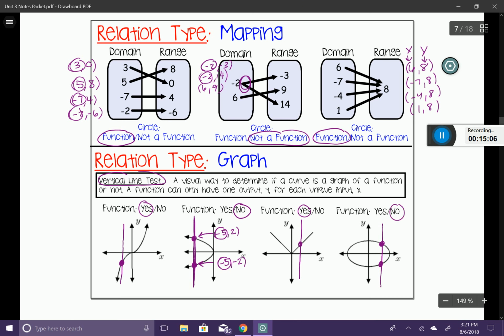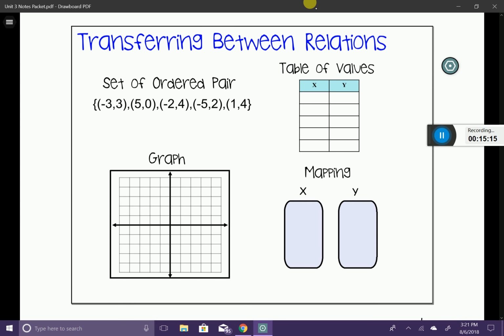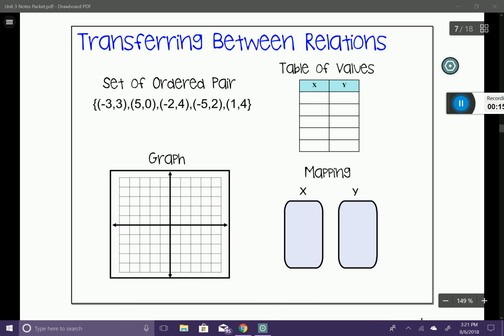So these are the different types of relations, and hopefully you're able to grasp that concept of function. Now, what we're going to be doing throughout the entire course of algebra is working with different relations and transferring them between the 4 that we talked about. The one we're not going to talk about all too much is the mapping, but it's good to know. So let's take this set of ordered pairs that we're given and translate it onto a table of values, a graph, and a mapping.